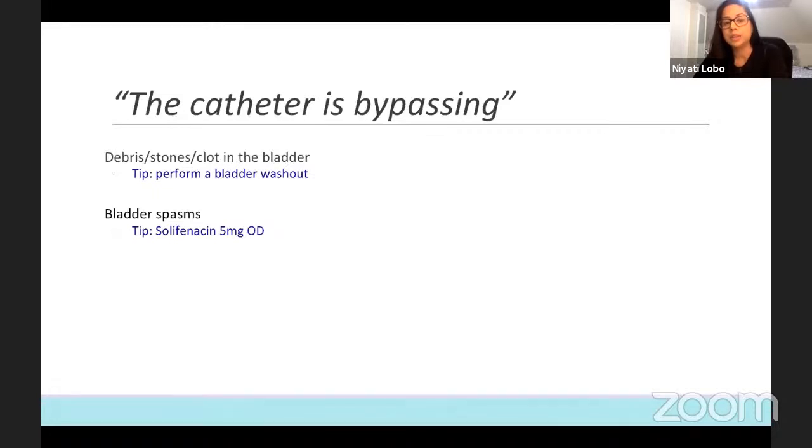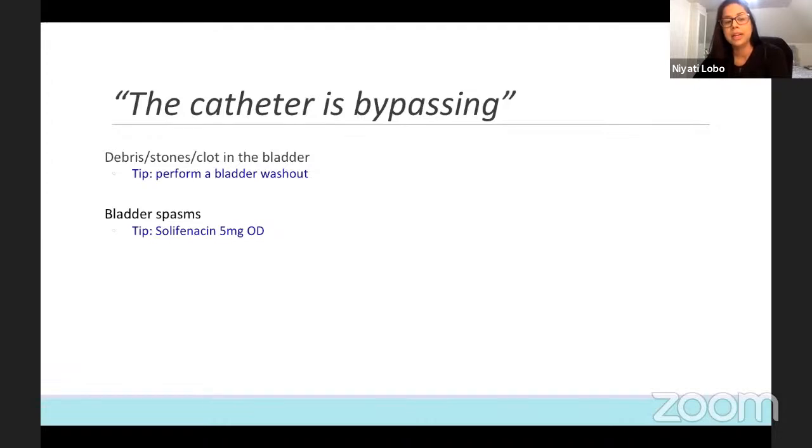So if you've got debris in the bladder, stones in the bladder, clot in the bladder, then you're going to have urine taking the path of least resistance and it's going to come out around the catheter. And the way to fix that is by performing a bladder washout, which I will talk you through shortly.